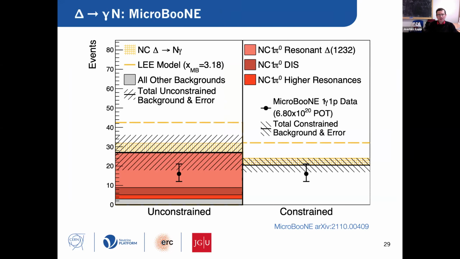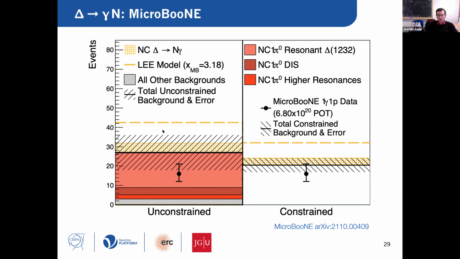And here is what MicroBooNE found when they searched for delta to gamma n. They did a search where they looked specifically for single photons plus nuclei, because they can also see the recoil nuclei or nucleons in many cases, specifically to test the hypothesis that the MiniBooNE anomaly was due to a misestimate of this background. And as you can see here, their data agrees quite well with the standard model prediction. That's the black line here, and it's even a little bit low.